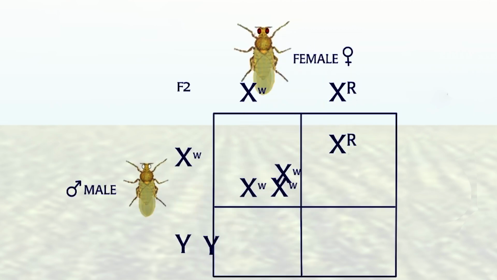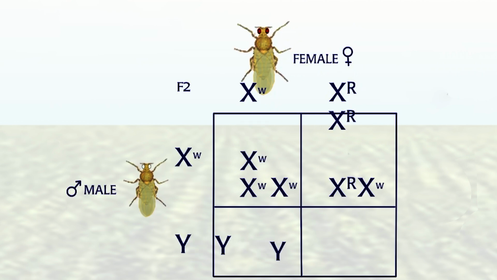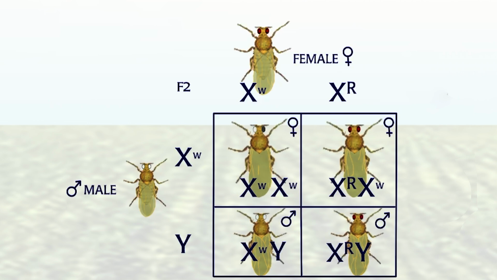Crossing white-eyed males and red-eyed females from the second generation produced equal numbers of offspring with each eye color. Males have white eyes when they inherit the mutant gene on the X chromosome from their mother. Females only show the trait if they inherit mutant genes on both X chromosomes.